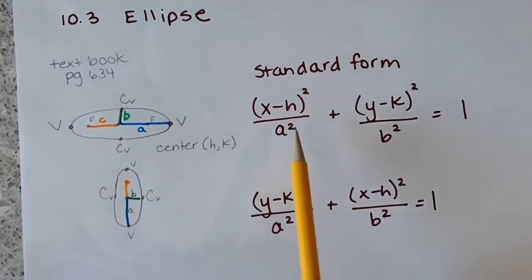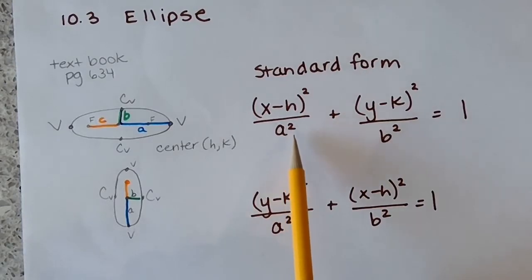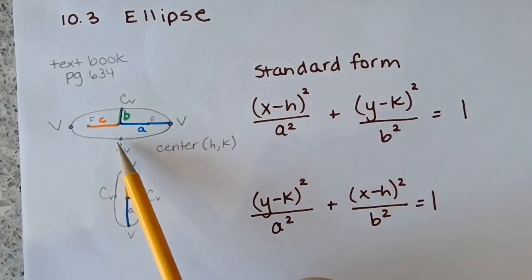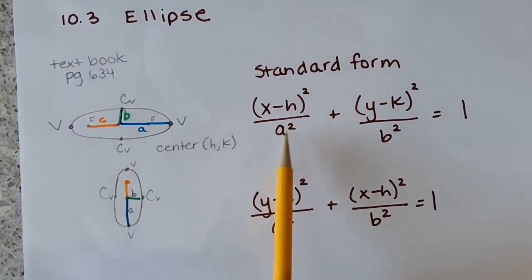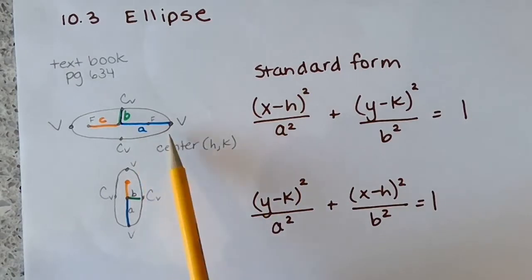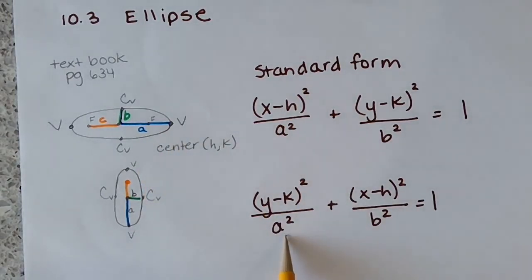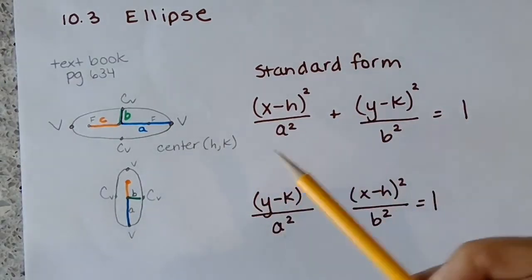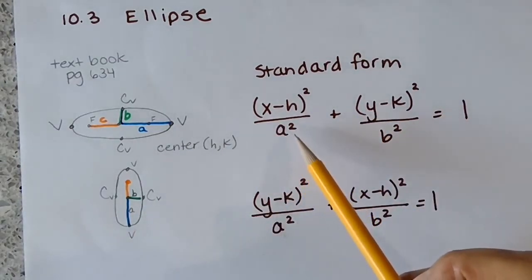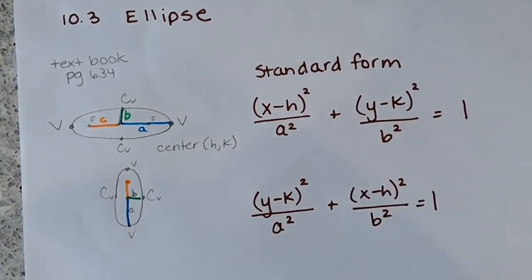There are two forms. If you look at this, you can see that for it oriented horizontally, the A value is always going to be that bigger number. So if the bigger number is under the X, it's oriented horizontally. If the bigger number is under the Y, it's going to be oriented vertically. Now, they could have switched these and written them differently. It doesn't really matter. All you have to do is look at an equation and see where the bigger number is, and it'll tell you which way it's oriented.